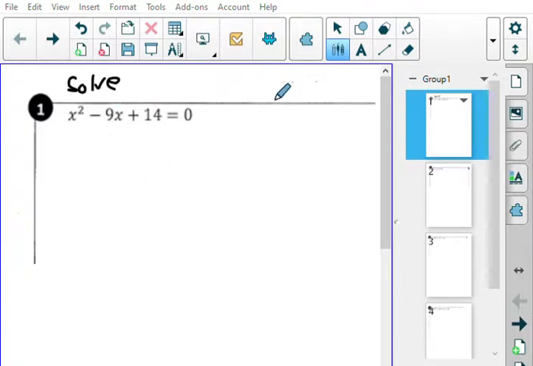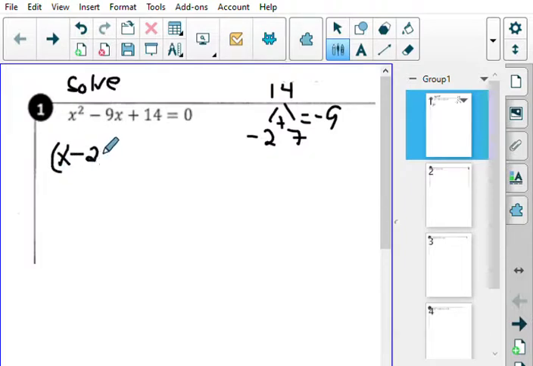Now if I want to solve this by factoring, I can see I have 3 terms on the left. My leading coefficient is 1. That tells me it's a basic trinomial. And the 2 numbers that multiply to 14 and add to negative 9 are negative 2 and negative 7. That allows me to factor the trinomial on the left-hand side into x minus 2 and x minus 7. That's a negative 7 as well, sorry. Okay, so x minus 2 and x minus 7.